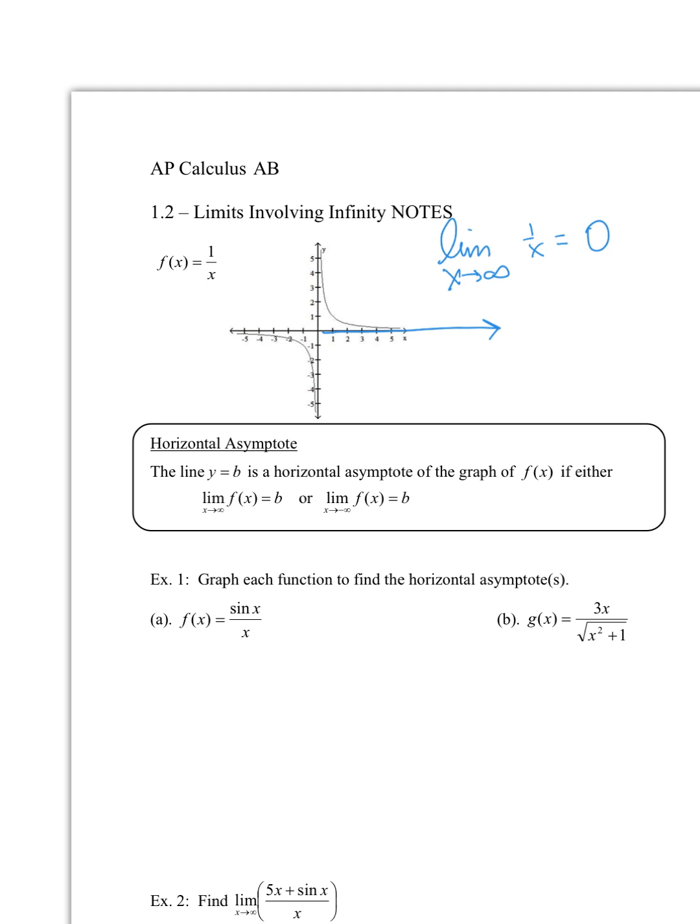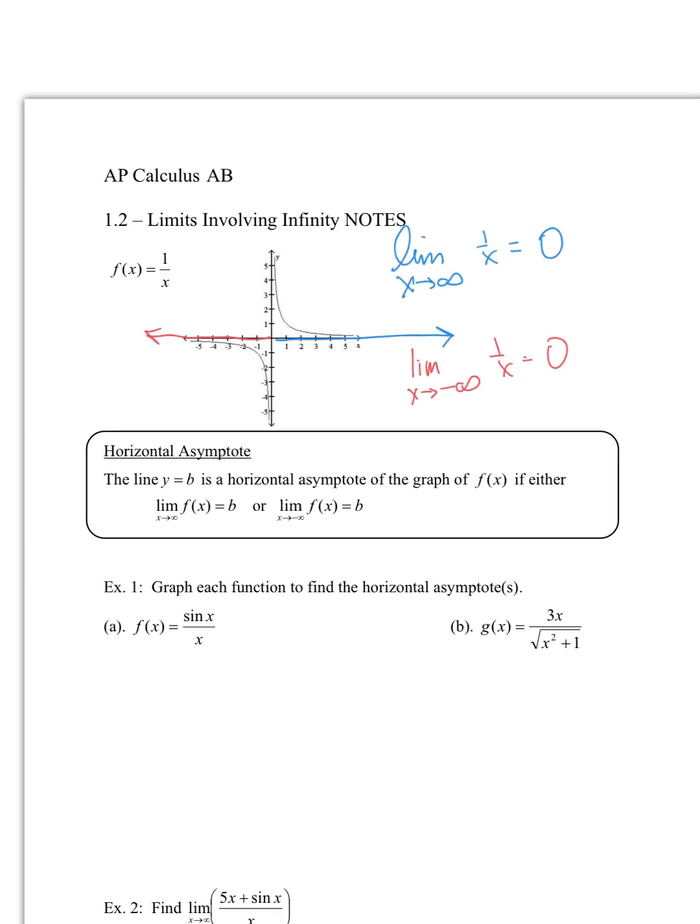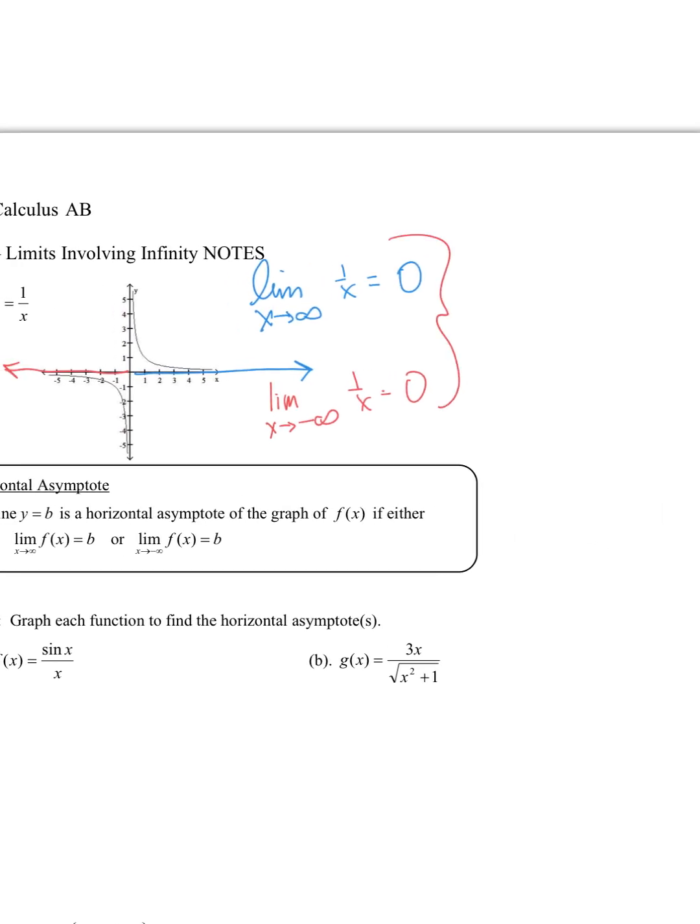Okay, and then likewise, if I do it the other direction, the limit as x approaches negative infinity, that means I'm going this way. Okay, and I'll write that. I just screwed that up. Let me see if I can fix that. 1 over x, there we go. It's also approaching 0. And both of those are because it has a horizontal asymptote.